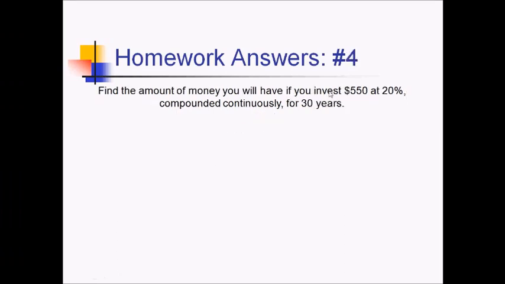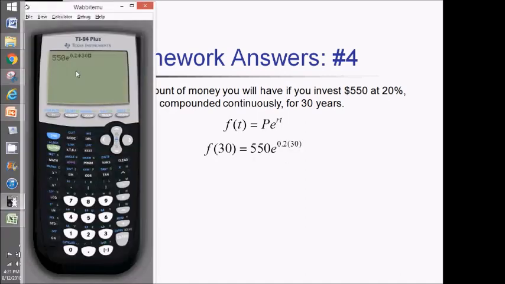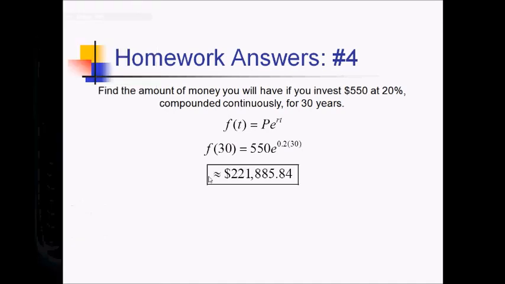For number 4, we're investing $550 at 20% compounded continuously for 30 years. So that'll be our PERT formula for continuous compounding. We've got $550 for P times E to an R value of 0.2 times 30 for T. Calculator time. So entering all that in and pressing enter, ooh, that's a very big number. $221,885.84. So it goes to show you, if you have even a small amount of money at a high interest rate for a while, it can add up.